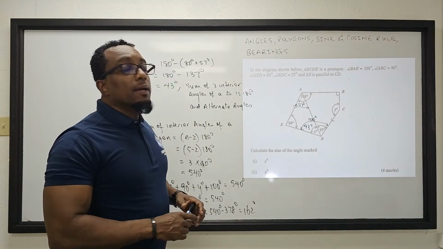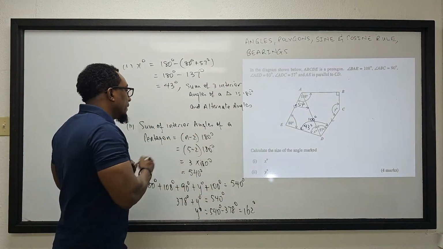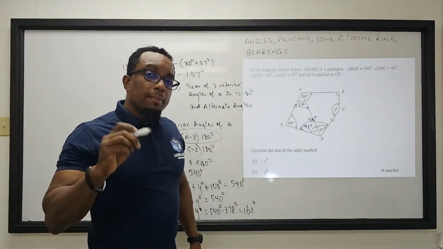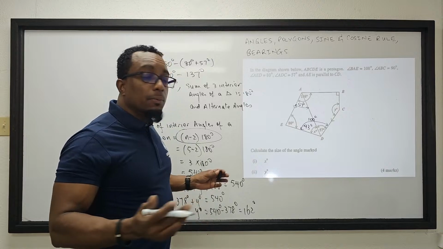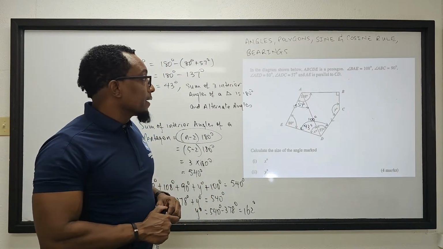Right? So when it comes to a polygon, we should know this very important formula here. See this formula here? N minus 2 times 180, or 2n minus 4 in brackets times 90. Either one gives the same answer. Right? Both are the same thing. Alright, let's look at the next one.